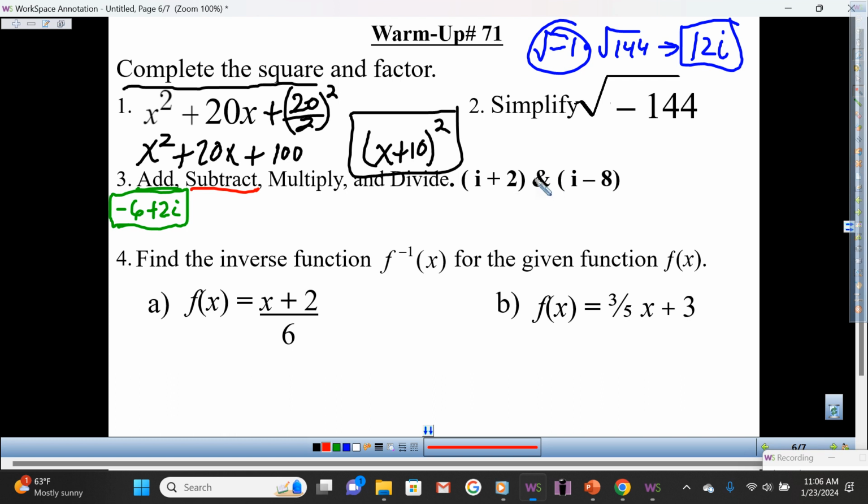Subtraction. We get 10. Multiplication. Distribute. We get i squared, -8i, distribute, 2i, distribute, -16. And then combine like terms, and I'm going to substitute -1 for i squared on that step. Tell your neighbor what to substitute for i squared. What do we substitute?